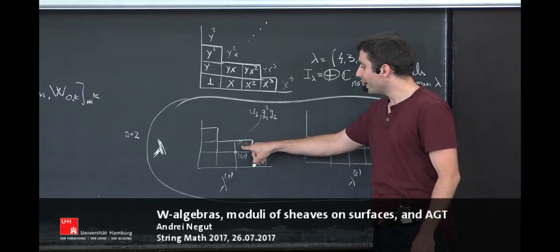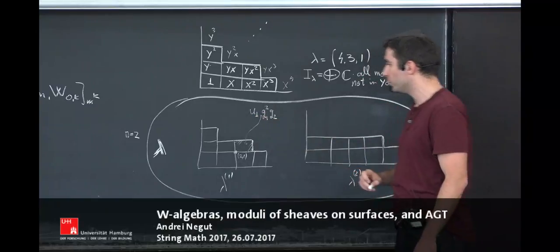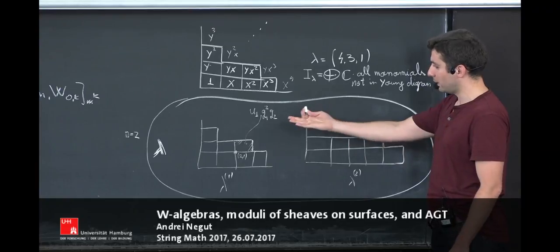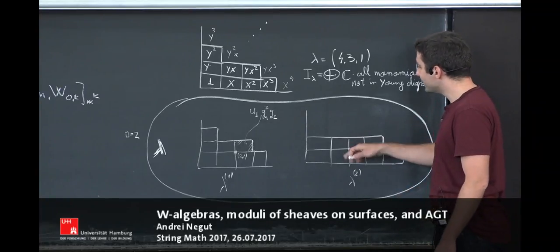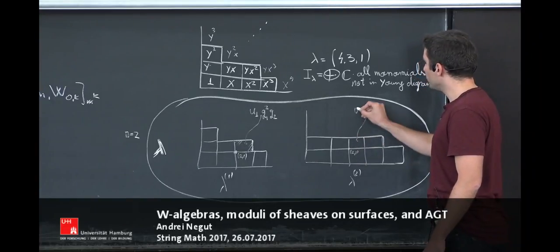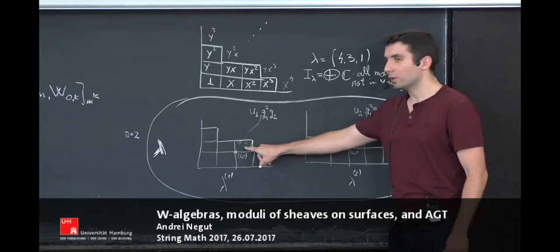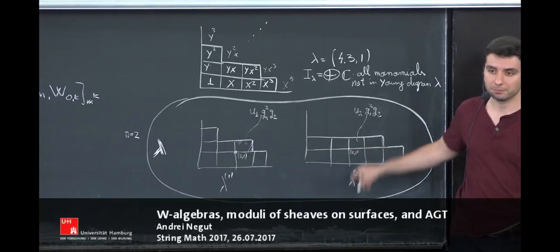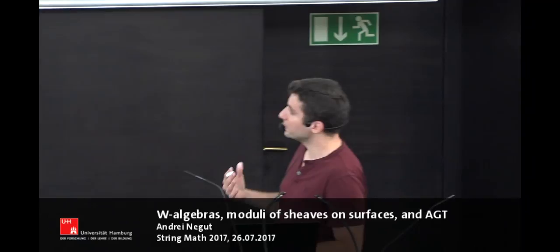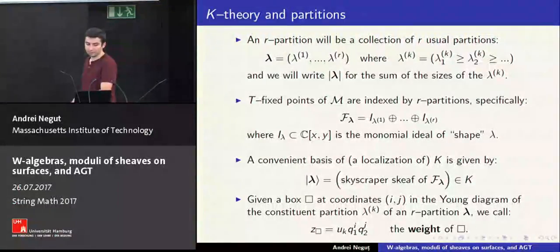Mind you, this box remembers not only its coordinates in the plane, which are 2, 1. It also remembers the fact that this is a box in the first constituent partition of lambda, and this is encoded in the fact that we put U1 here. We also have this box here, which is also a box inside a boldface lambda, but it's in another constituent partition. So the weight of this box will be U2 times Q1 squared Q2. Because of this, we think of this box and this box as being two different boxes. So in other words, an R-tuple of partitions is a collection of boxes in the plane with multiplicities. And we will use the weights of these boxes in a bit.